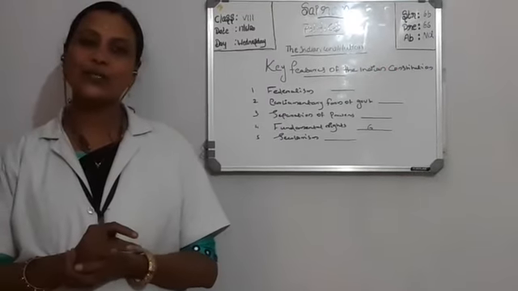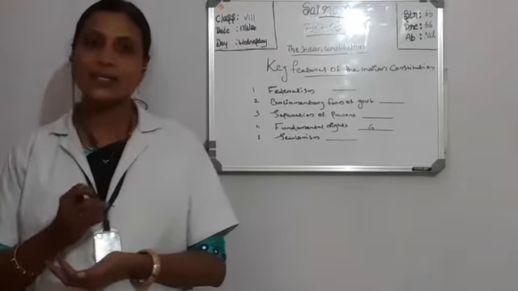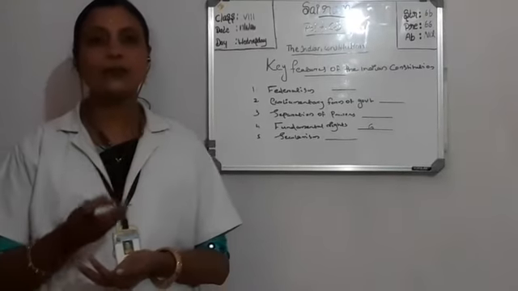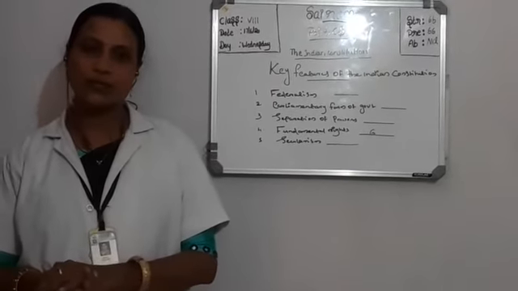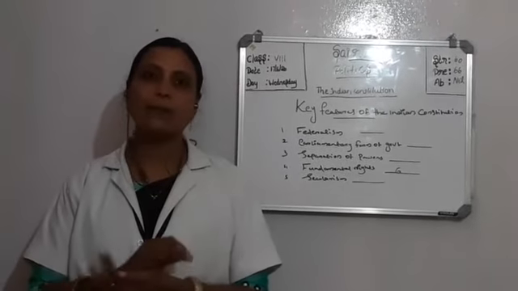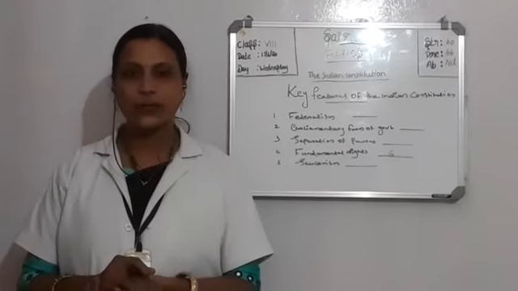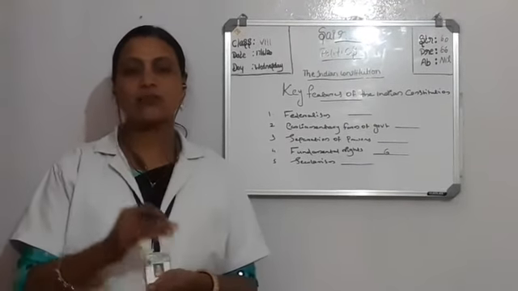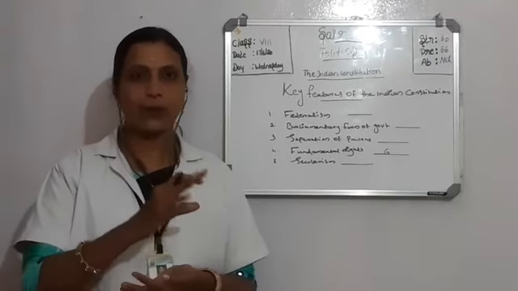Children, let us conclude our chapter, the Indian Constitution. What we studied in this chapter: what is constitution, why do we need constitution, how was the Constitution of India framed, what is preamble, then what are the key features of the Indian Constitution, then fundamental rights, fundamental duties, and briefly we discussed Nepal.